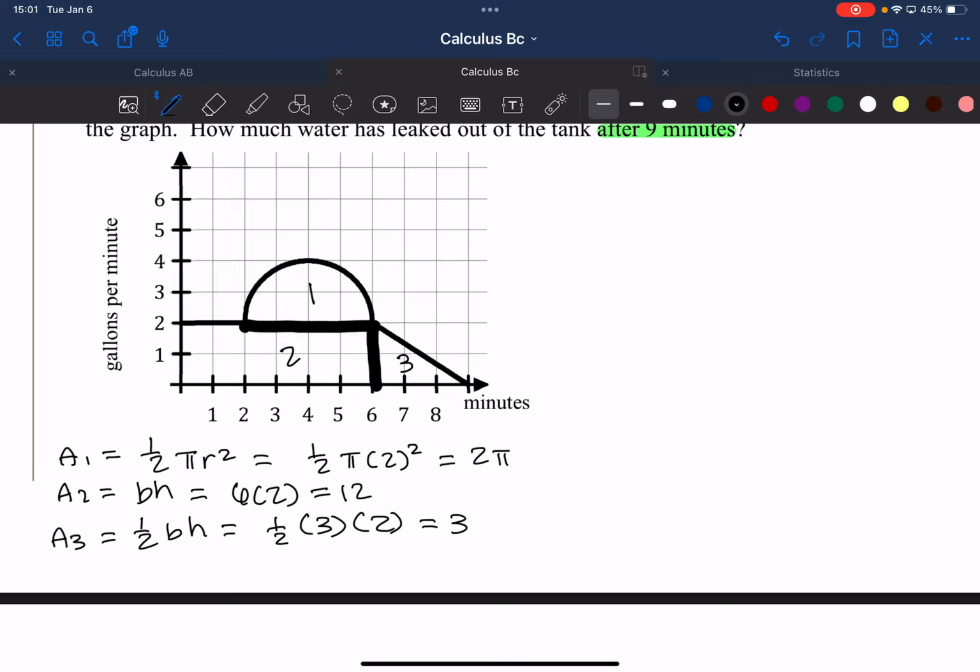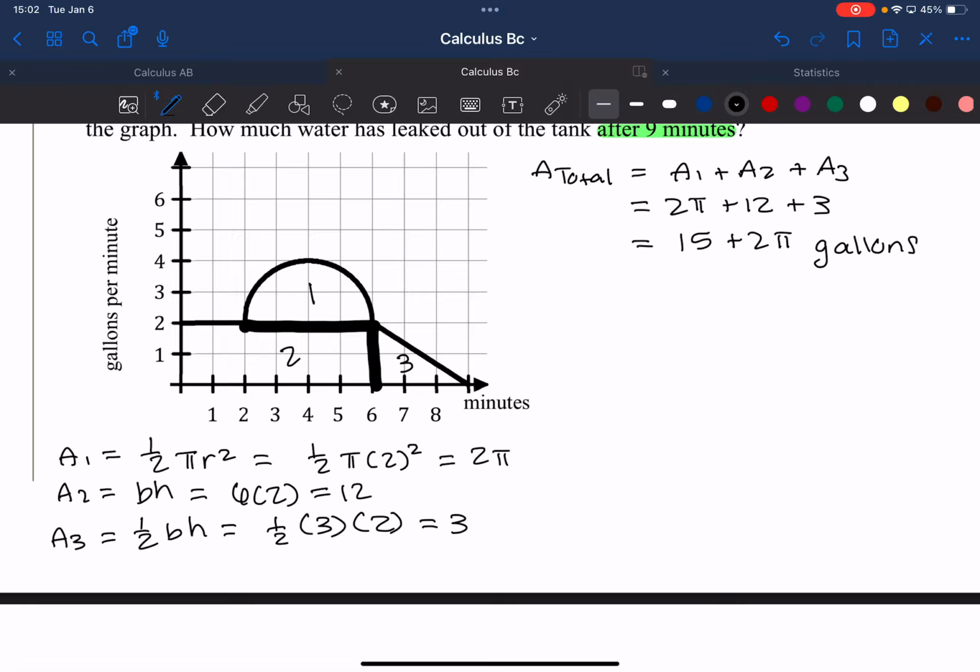In order to find the total area, what would we do with each of these individual areas? Add them together. So the area total would be equal to area 1 plus 2 plus 3. So all the individual areas, which is 2 pi plus 12 plus 3, which is 15 plus 2 pi. And what would the units be? Gallons. Because this is minutes times gallons per minute. The minutes cancel. We're just left with gallons.